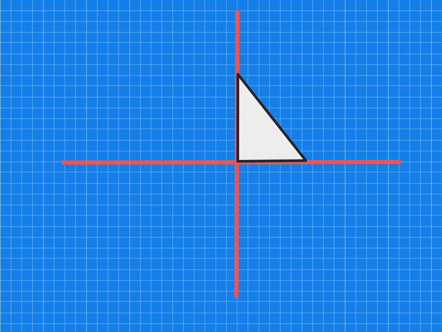This time I've put my triangle on the axes, on the x-axis and on the y-axis, so you can see that there's no gap. I've got it right on the axis. That's because we're going to look at transformational rotation.